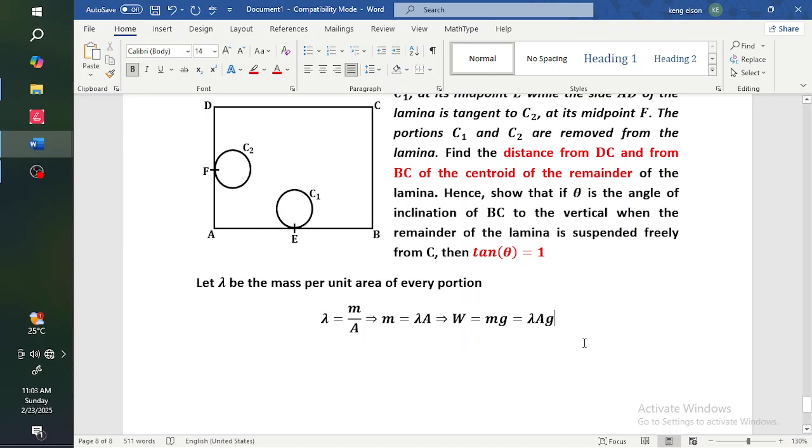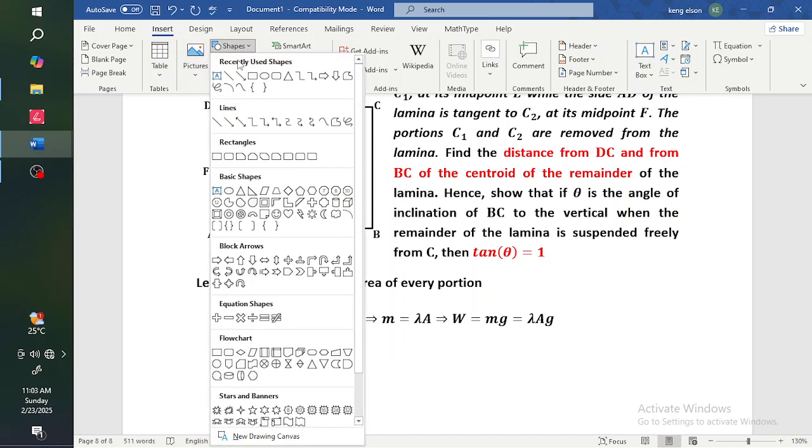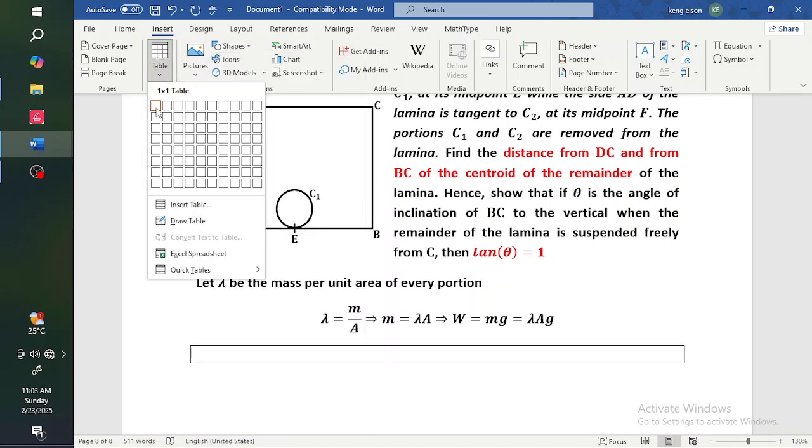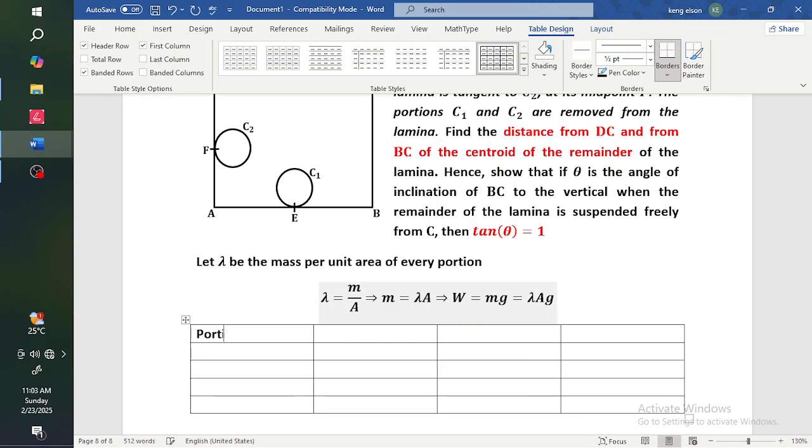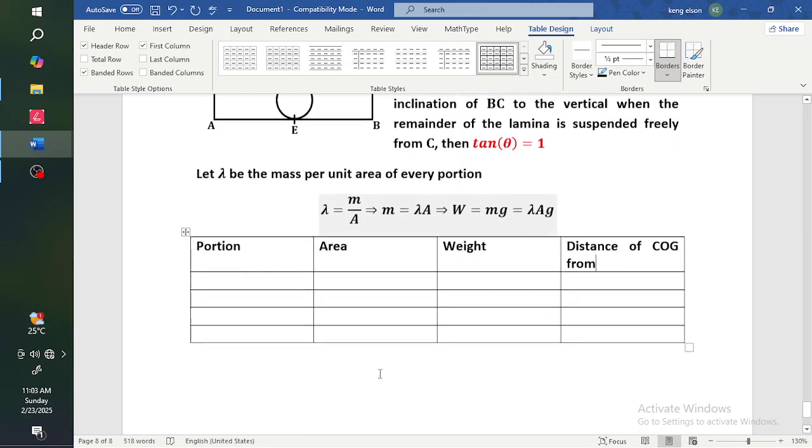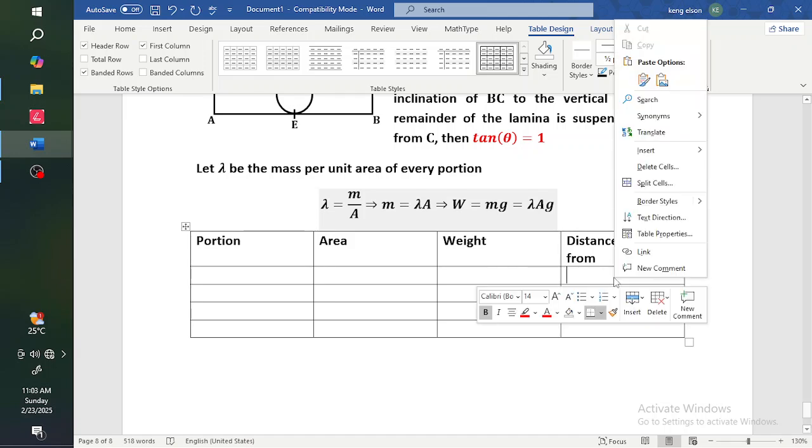Now we are going to create a table of values. We have the portion, the area of the portion, the weight of the portion, then the distance of the center of mass of the portion from BC and from DC. So let me just do this. We have portion first, then area of portion, then weight of portion, then distance of center of gravity of the portion from... first things first, we need to find the distance. Let me try to put two columns here.